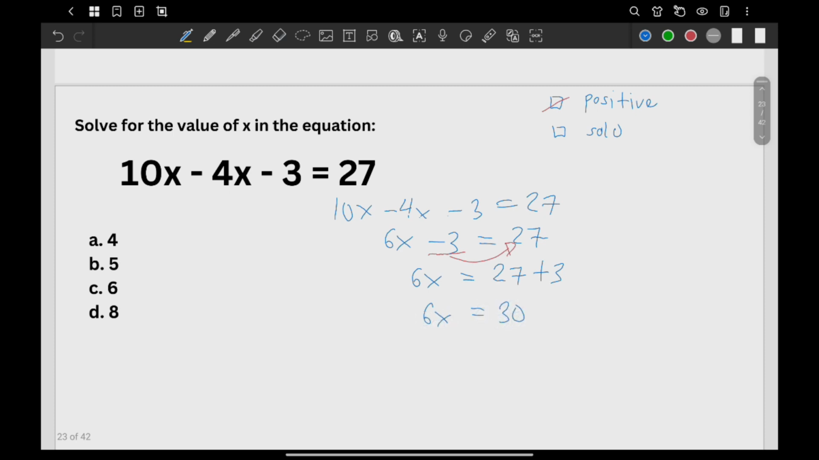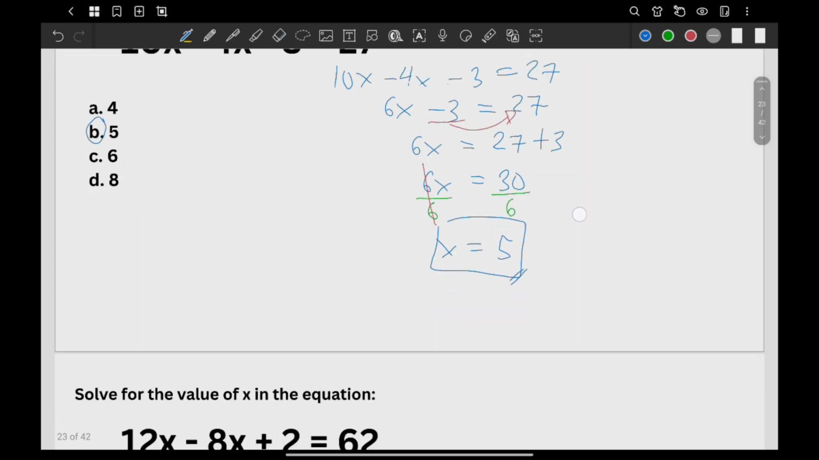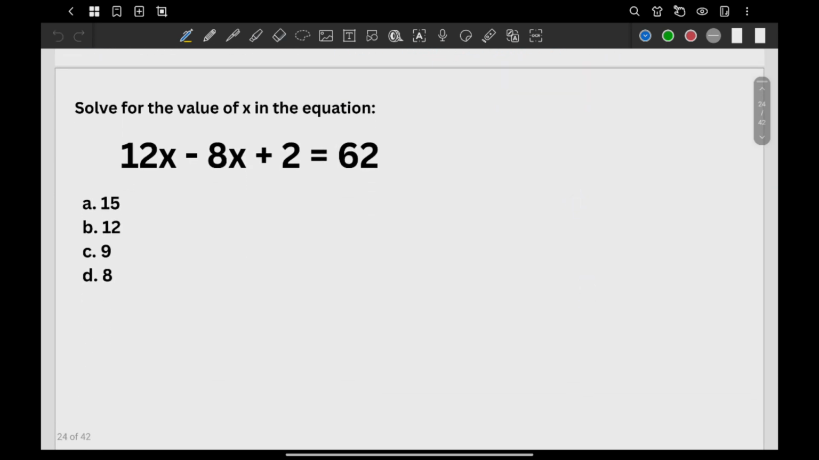Are we done already? Not yet, because our x is not yet solo. How do we make it solo? We want to remove the 6. And how do we do that? Divide that by 6. But again, if you divide one side by 6, you also divide the other one by 6. So you have now x is equal to 5. And that's your answer. And that's letter B. Okay, I hope you're doing good. Let's continue. Okay, this one.